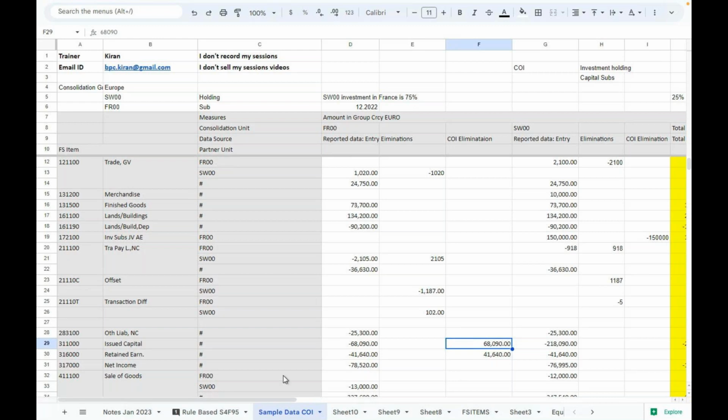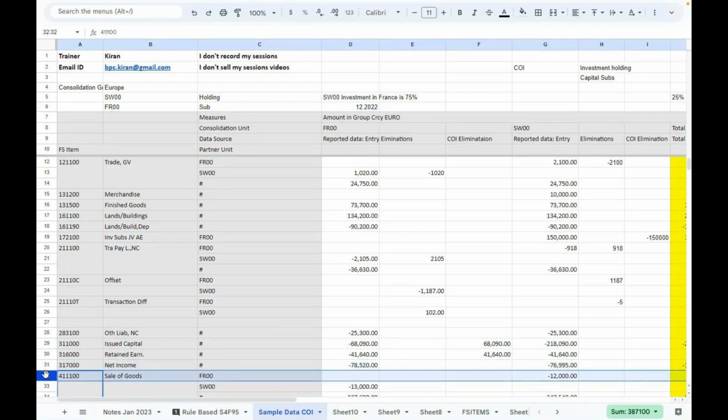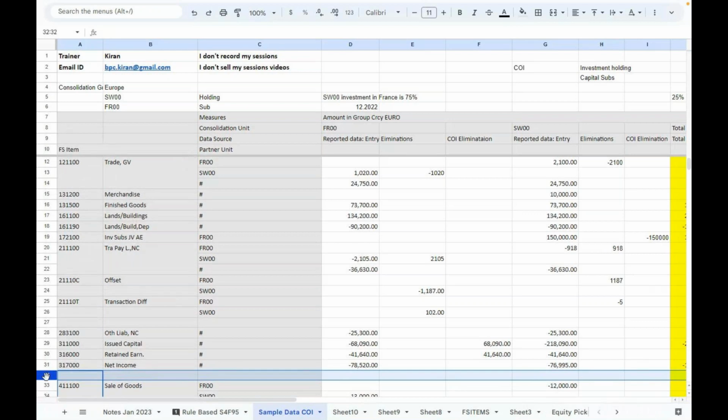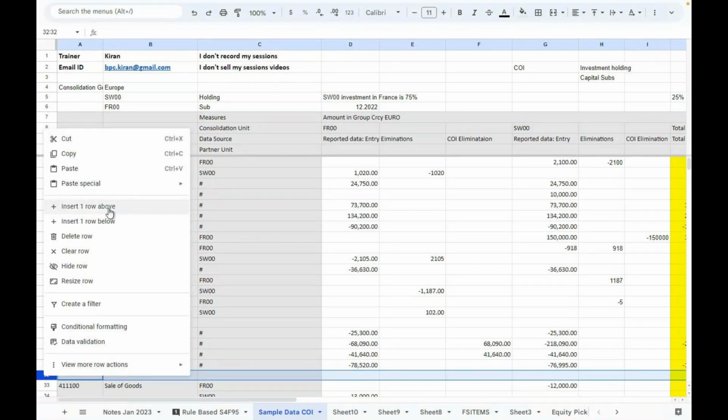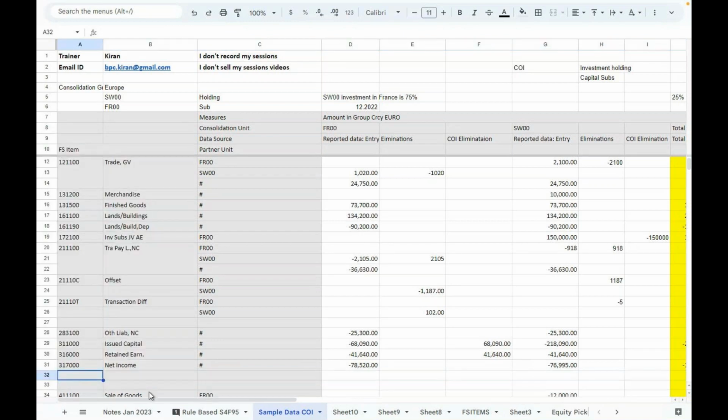So here what I will do, I will insert one account. We can insert here itself, or we can insert here. Let's insert here. Insert one row above. Let's insert one more row. We will create an NCI account separately in the consolidation chart of accounts. So 321100, you can name it as NCI equity, for example. So here NCI equity, there will not be any partner unit.